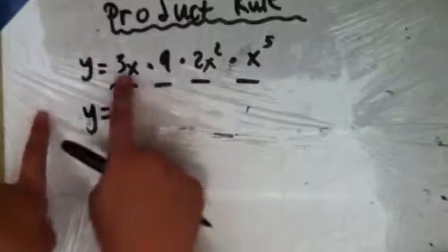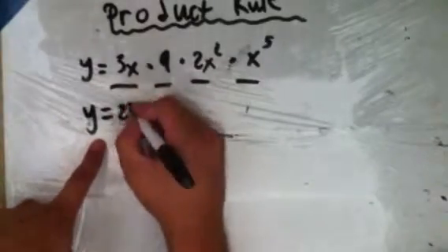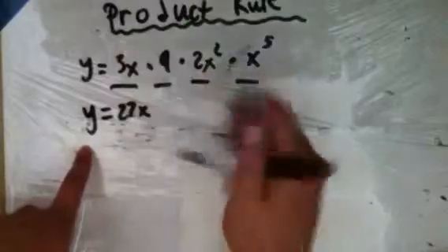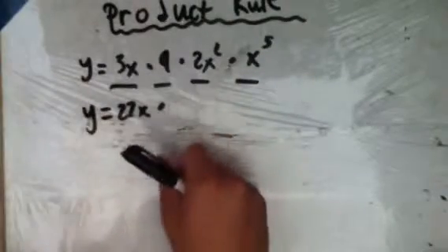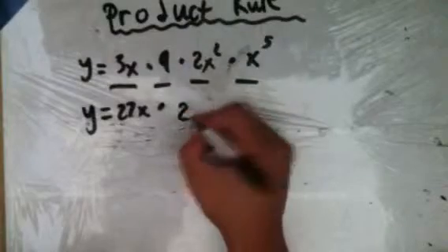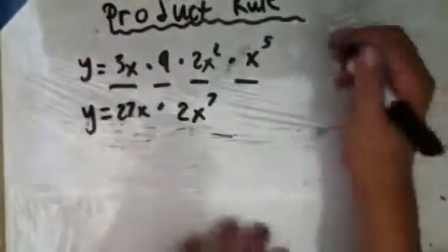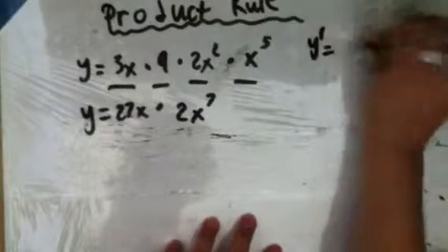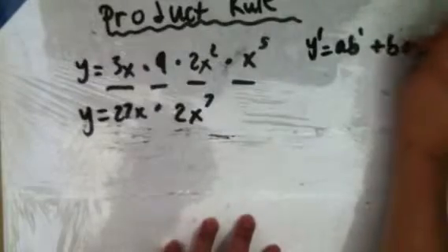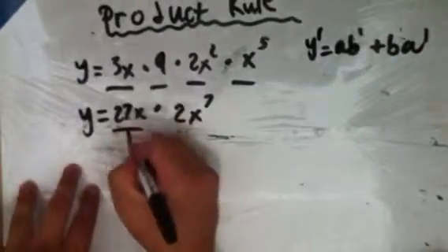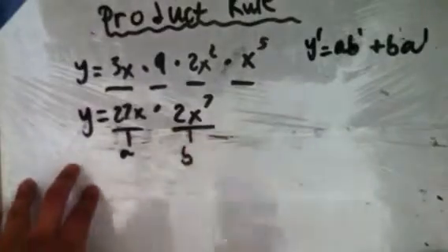Let's combine the 3x and the 9. So it would be 27x. And then let's combine the 2x squared and the x to the fifth. And that will be 2x to the seventh. Okay? So let's do the product rule. Product rule is first a times the derivative of b plus b times the derivative of a. So let's make this a, let's make this b.